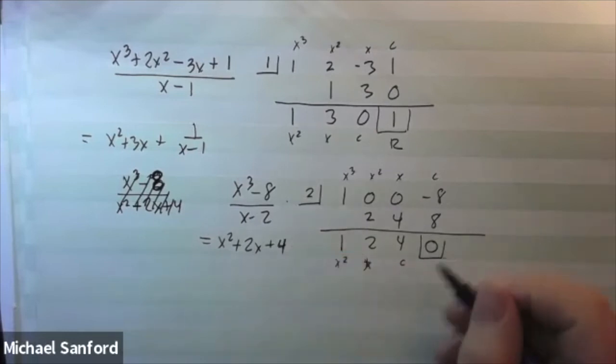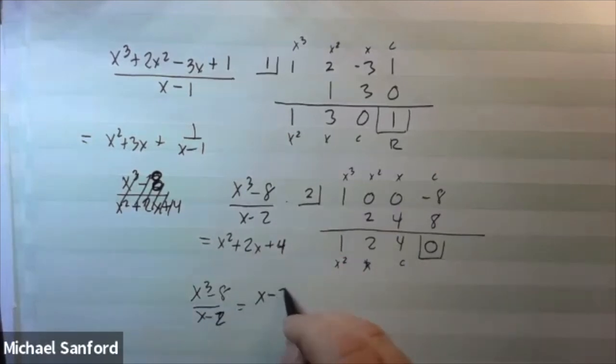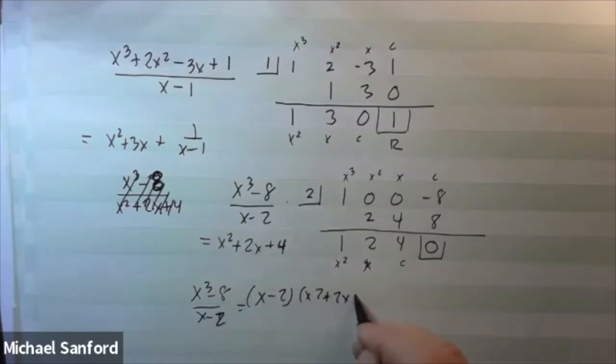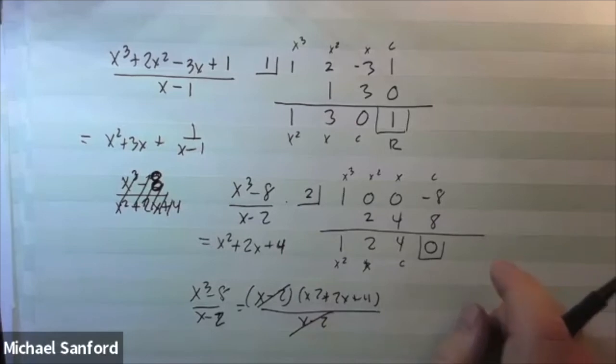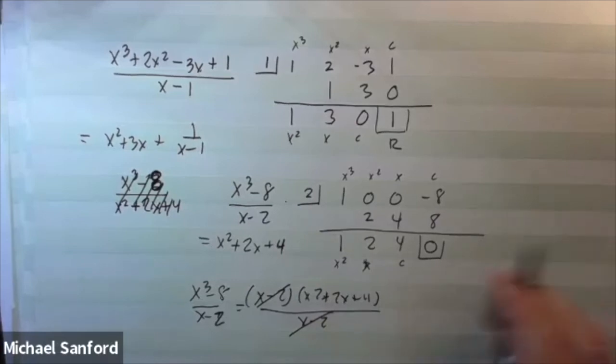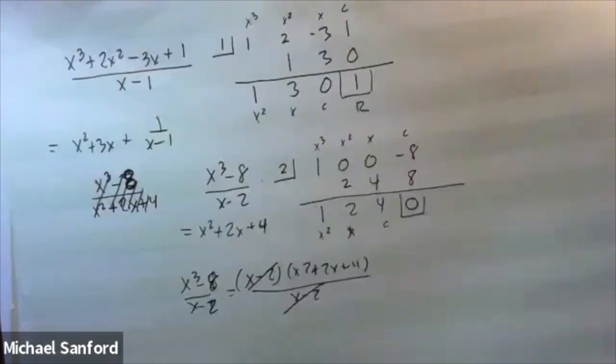Since the remainder is 0, that is actually a factor, which if we realized it, we would have known that the top factors to x minus 2 times x squared plus 2x plus 4 over x minus 2, and then those just divide out like that. So we're using division in case you don't remember the difference of perfect cubes formula, then you can divide it out and still get the answer.